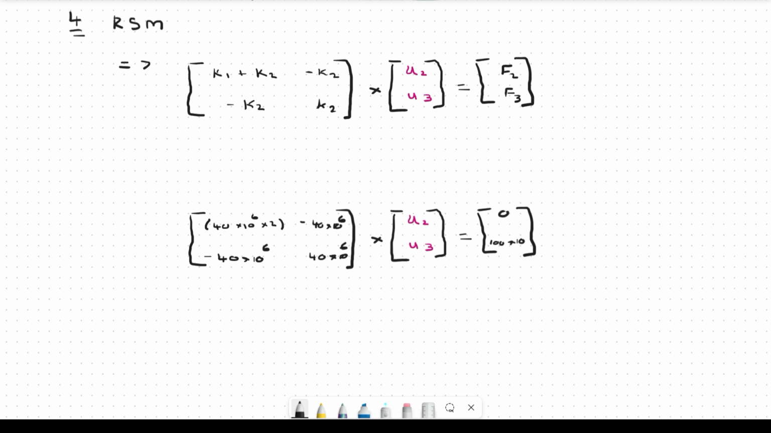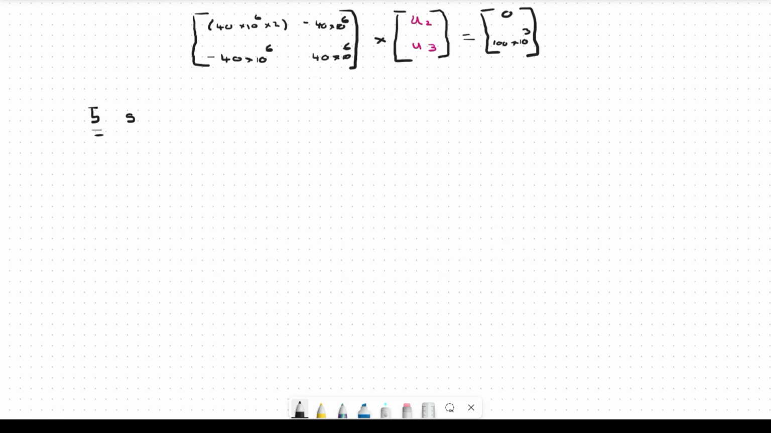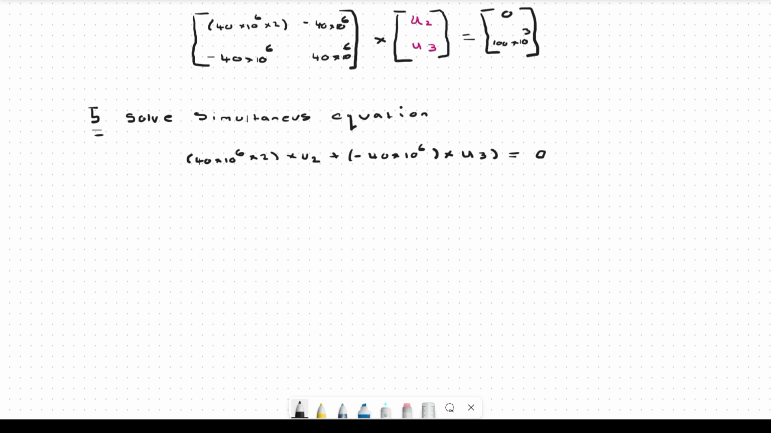Now let's solve the displacements of node 2 and node 3. This can be done in two ways: either multiply out the stiffness matrix with the displacement matrix and set them equal to the force matrix, then solve the simultaneous equations, or if you have a calculator with a simultaneous equation solver, use that to solve the displacements of node 2 and 3.